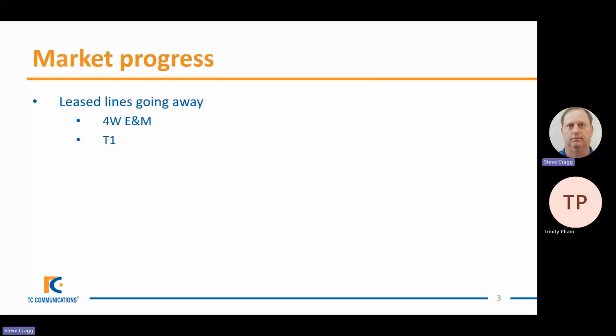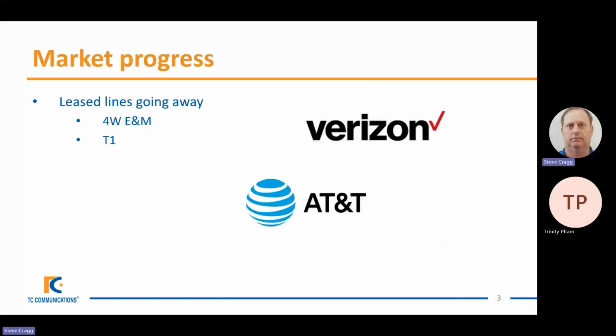The primary reason for this is lease lines, which have historically been the major means of connecting radio systems together, either using 4-wire E&M or using T1. These are becoming less and less available. And where they are available, they're either expensive or unreliable, or if you're really lucky, expensive and unreliable. And this is being driven by Verizon and AT&T chiefly, although some other providers of copper lease lines.